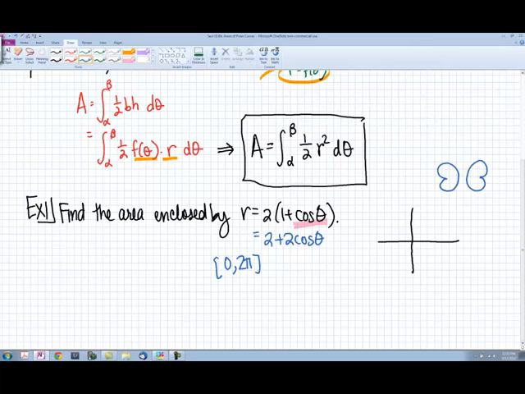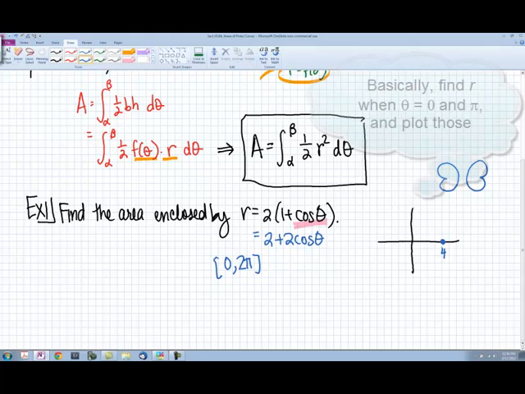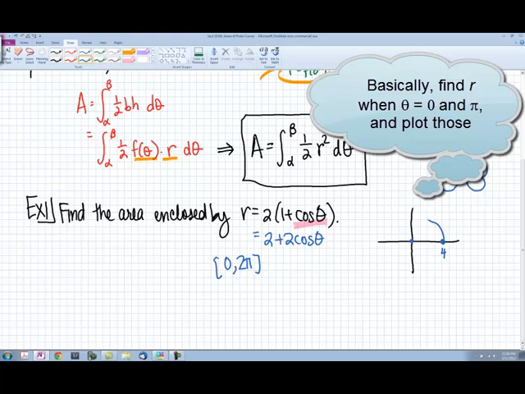So when you plug in 0, cosine of 0 is 1. So 2 times 2 plus 1 makes it 4. So your graph has to touch the axis here at 4. Now what happens when theta is pi? Cosine of pi is -1, so then I get 0. So I know that my graph has to look like this.